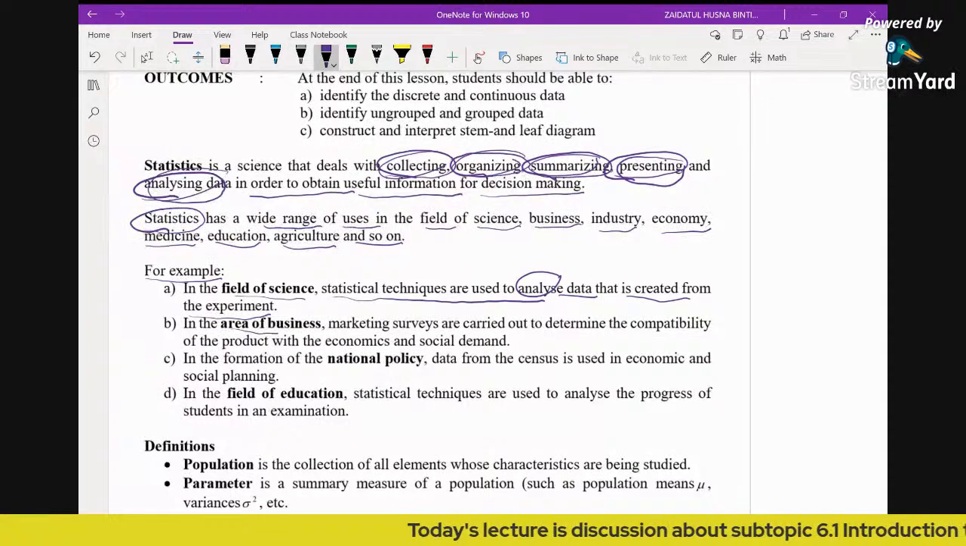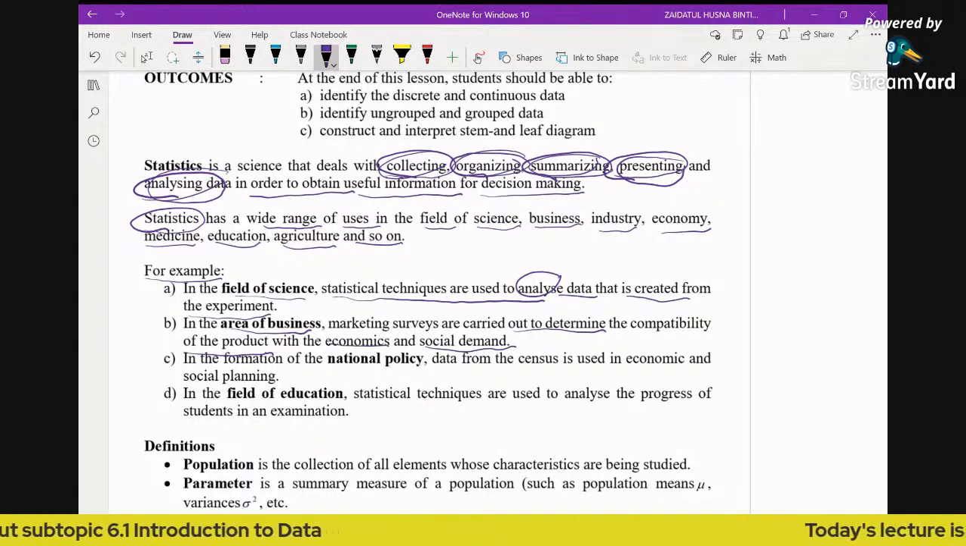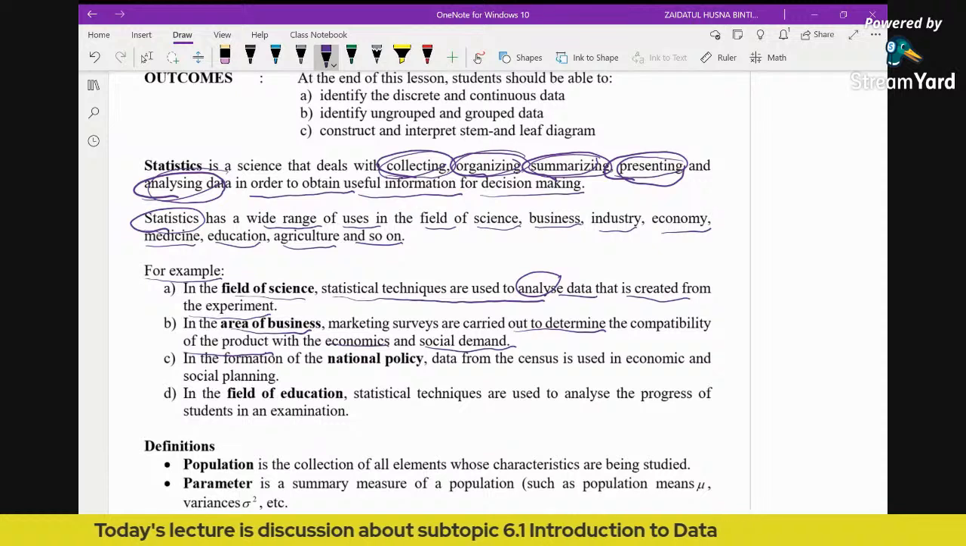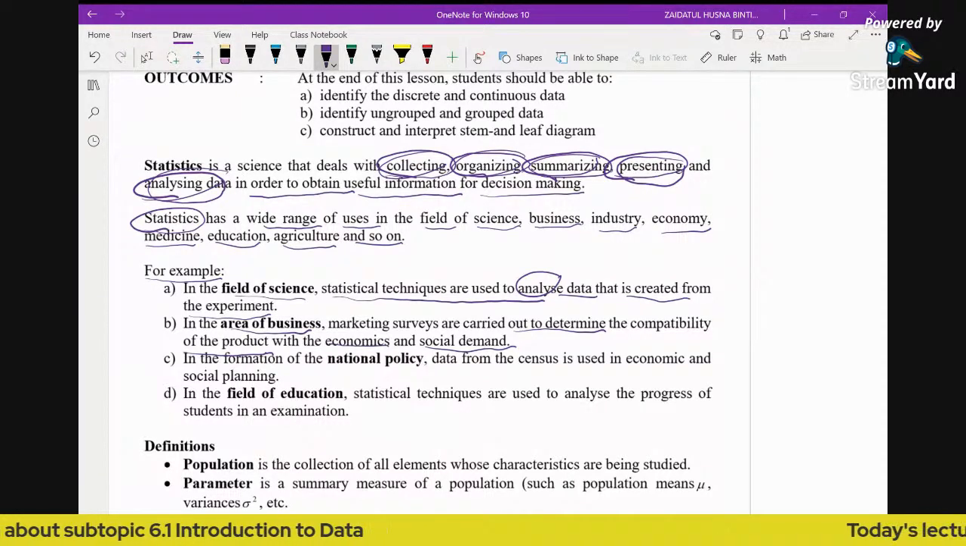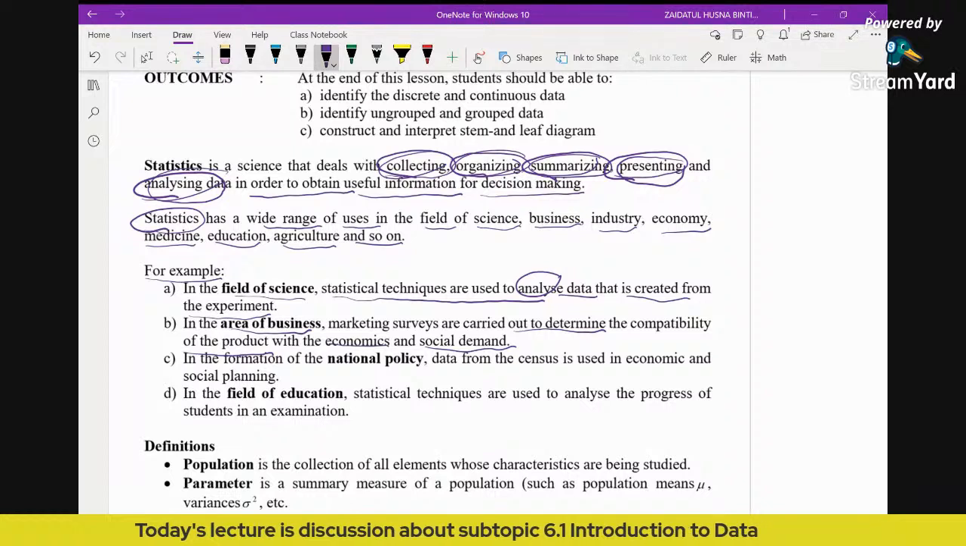In the area of business, marketing surveys are carried out to determine the compatibility of the product with economic and social demand. For example, when you purchase the iPhone 12, we can see the trends of the devices and the leading brands. From there, they can use statistics about the number of sales and the number of demands in order to come up with new and latest technology.